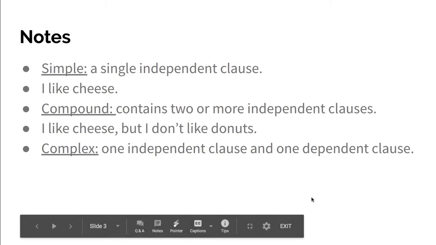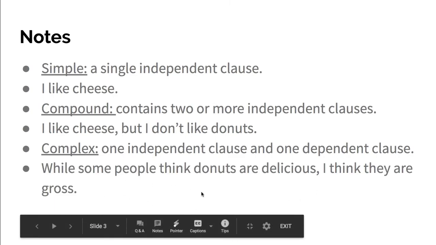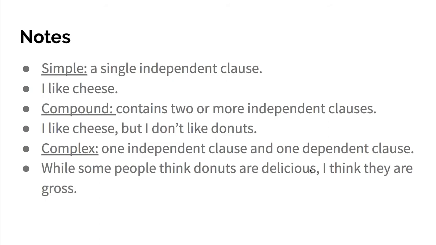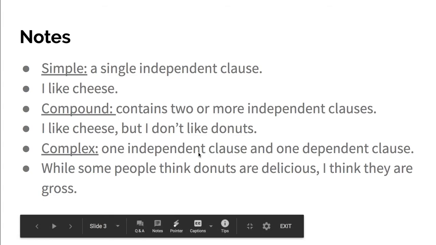A complex sentence has one independent clause and one dependent clause, so part of the sentence cannot stand alone. While some people think donuts are delicious, I think they are gross. So this first bit before the comma, this is the dependent clause. It cannot stand alone, and you can tell by the way that you read it. While some people think donuts are delicious, see how it leaves you wanting more? I think they are gross. So that is an independent clause. That makes the sentence complex.